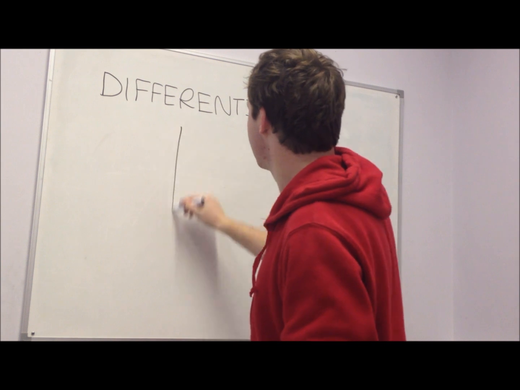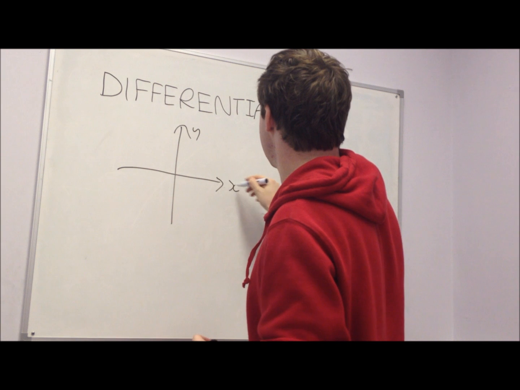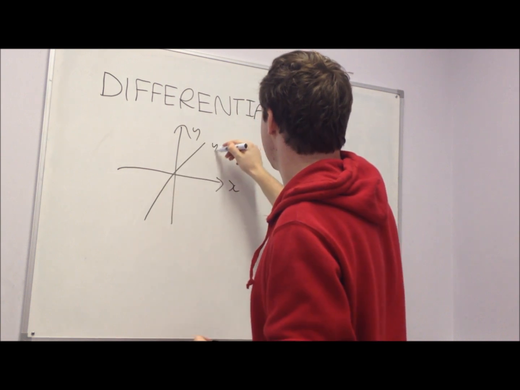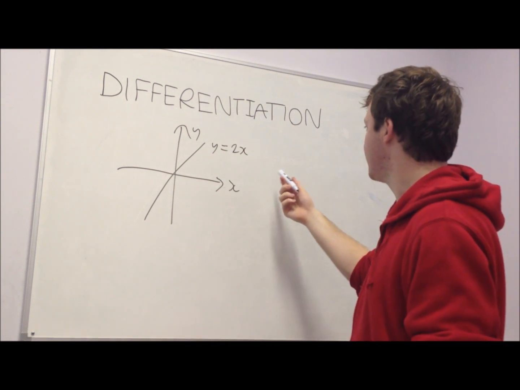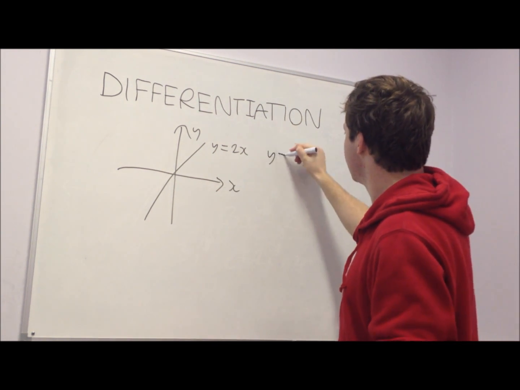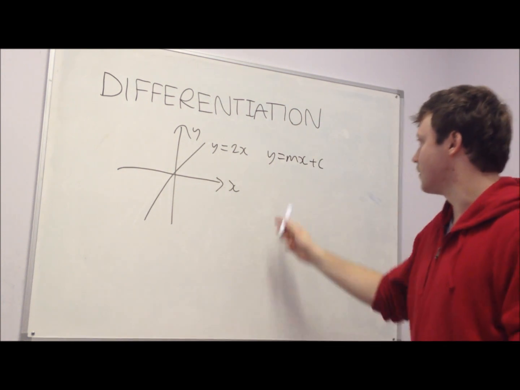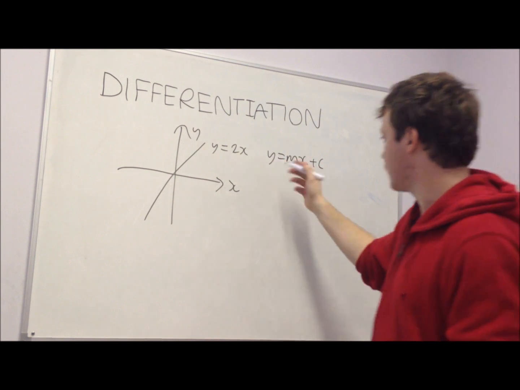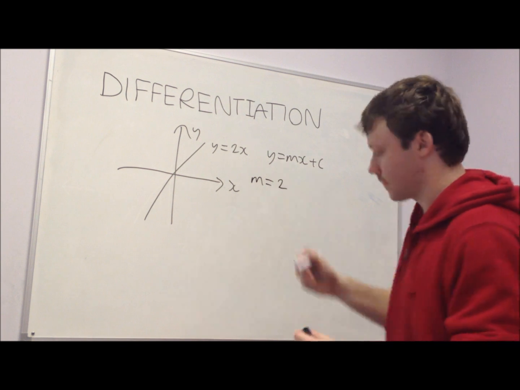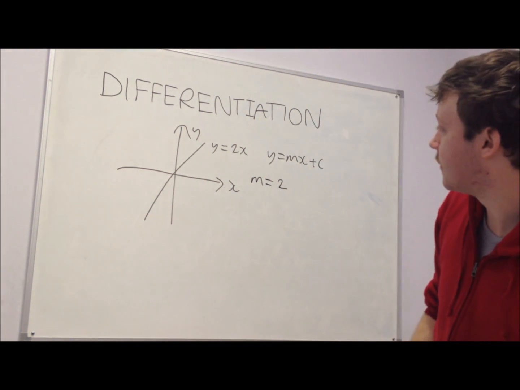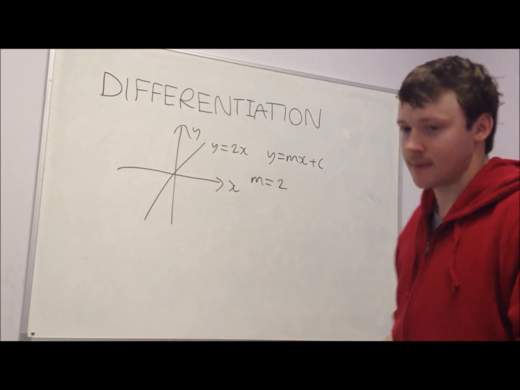Take the graph y equals 2x. If we compare this equation with our general straight line equation, which is y equals mx plus c, we can see from the x terms that the gradient, or m, is equal to 2. And we can do a similar thing with any straight line of any gradient.